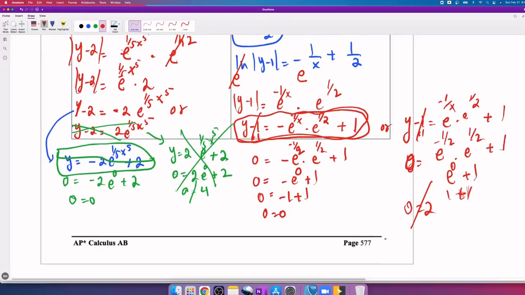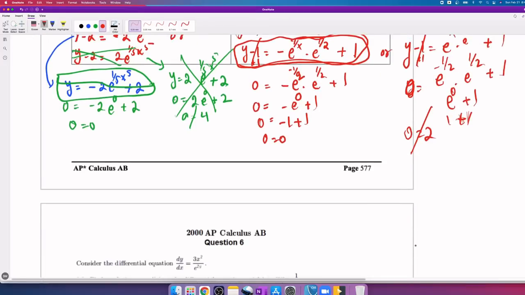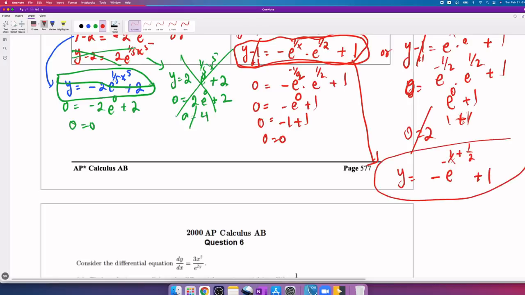You can simplify the answer really nicely and neatly to write it down. So your answer is y equal that one I'm talking about: y equal negative e to the negative 1 over x plus half. I'm just putting them together again, plus 1. Make it simpler. So that's my answer for that one.